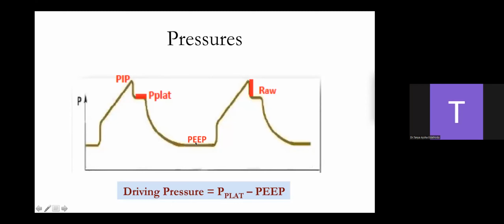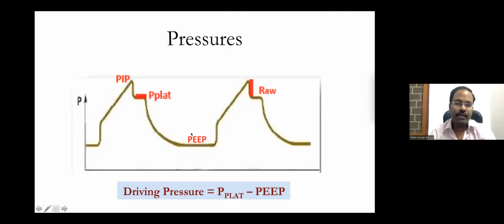So in other words, the driving pressure can be considered as a pressure which is forcing the lung open during each inspiration. So the amount of lung strain which is occurring during each inspiration, driving pressure can be considered a surrogate of that.